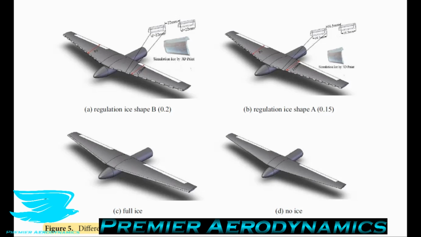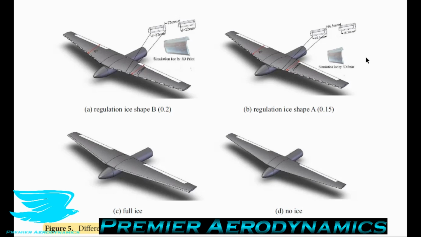So they say the regulation ice A was set at the dimensionless ice size C of 0.15. That means the width of this ice is 15% of the mean aerodynamic chord, so it's fairly wide. The regulation ice B was set with a dimensionless ice size C of 0.2, so the width of this ice is 20% of the mean aerodynamic chord. And in this experiment, simulation ice shapes were arranged on the leading edge of the wing model.